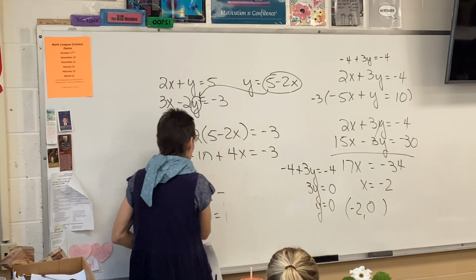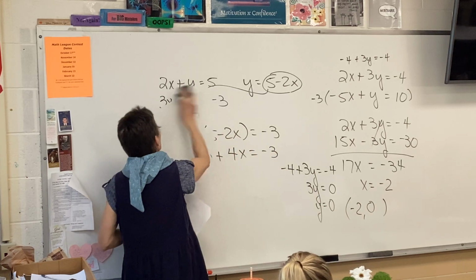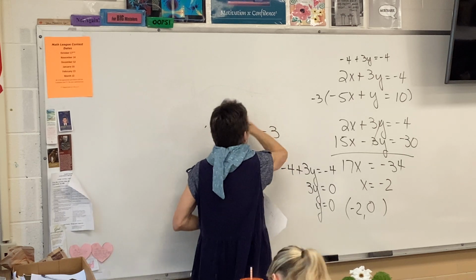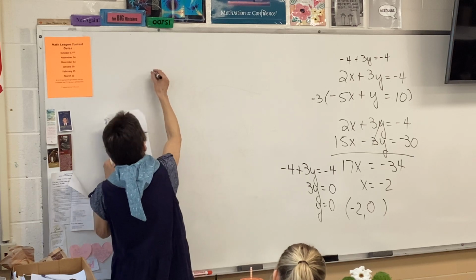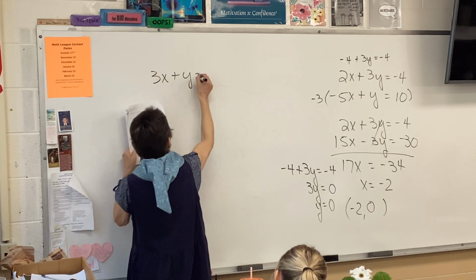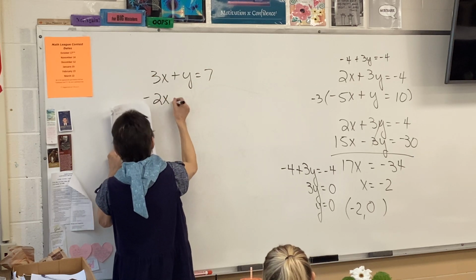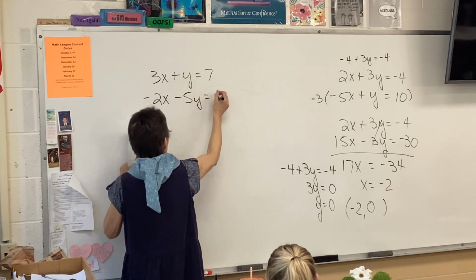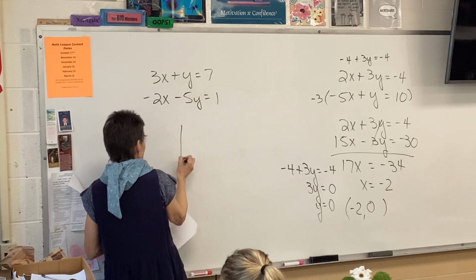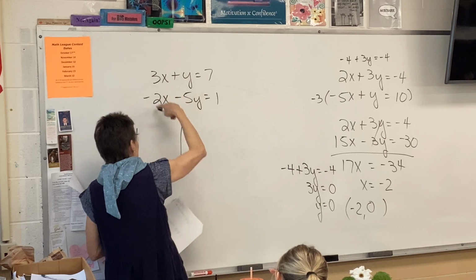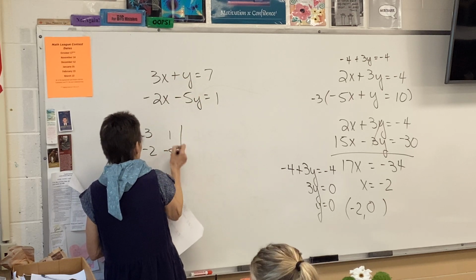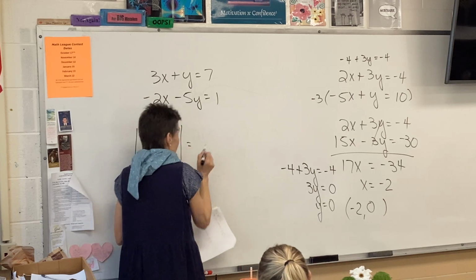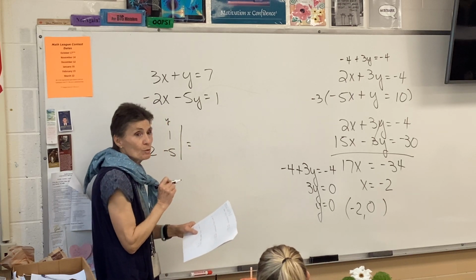All right, and then the last one is Cramer's rule. All right, so what is our strategy for Cramer's rule? You gotta find the determinant first. We gotta find the determinant, that's this, of the x and the y. So 3, 1, negative 2, negative 5. And how do we evaluate that?